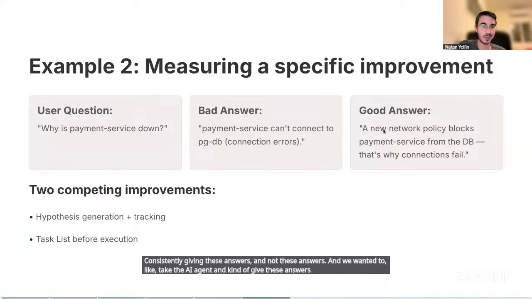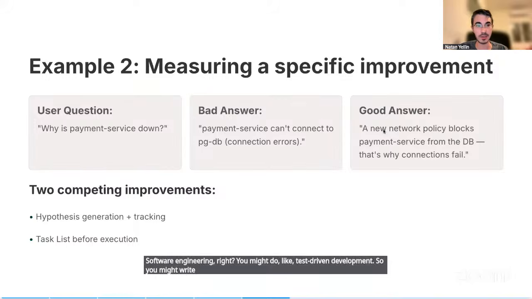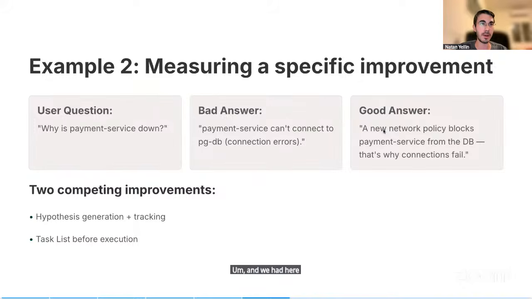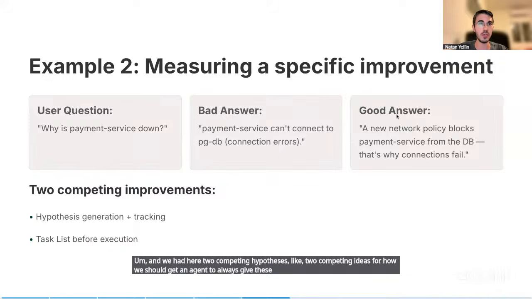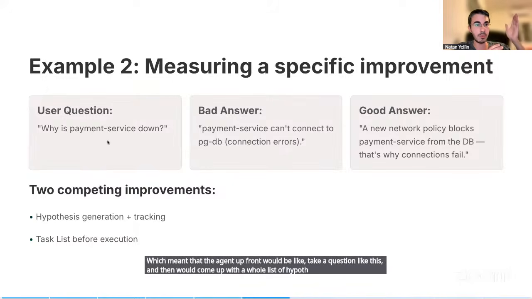Now in traditional software engineering, you might do test-driven development. So you might write a test and try and make the test pass. And it's kind of what evals are like. And we had two competing hypotheses, two competing ideas for how we should get the agent to always give these good answers. One of them is what we call hypothesis generation, which meant that the agent up front would take a question like this and come up with a whole list of hypotheses. And then we would force the agent to go through one at a time and check each of those hypotheses.